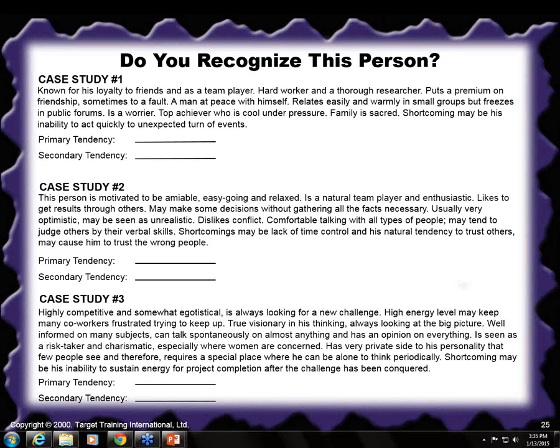True visionary in his thinking, always looking at the big picture. Well informed on many subjects, can talk spontaneously on almost anything and has an opinion on everything. Is seen as a risk taker and charismatic, especially where women are concerned. Has a very private side to his personality that few people see and therefore requires a special place where he can be alone to think periodically. Shortcoming may be his inability to sustain energy for project completion after the challenge has been conquered.